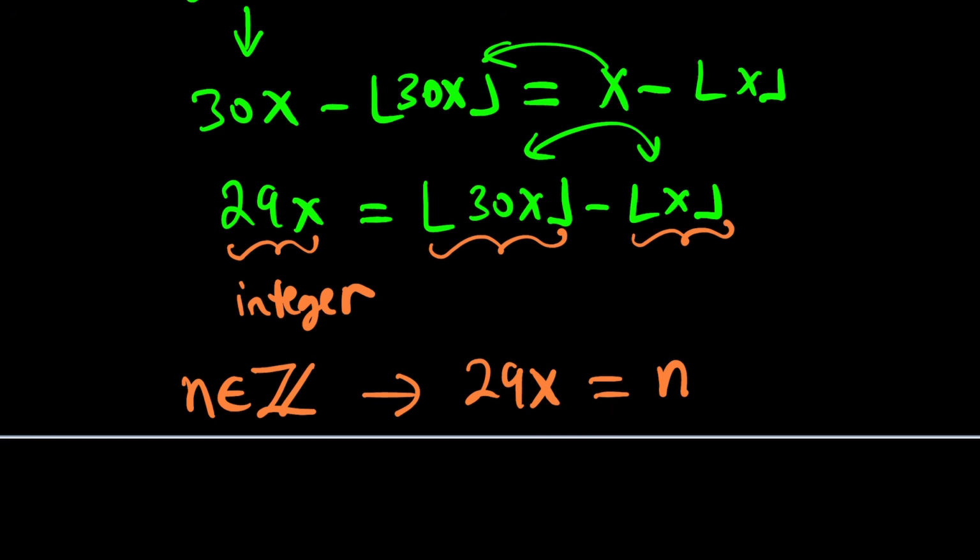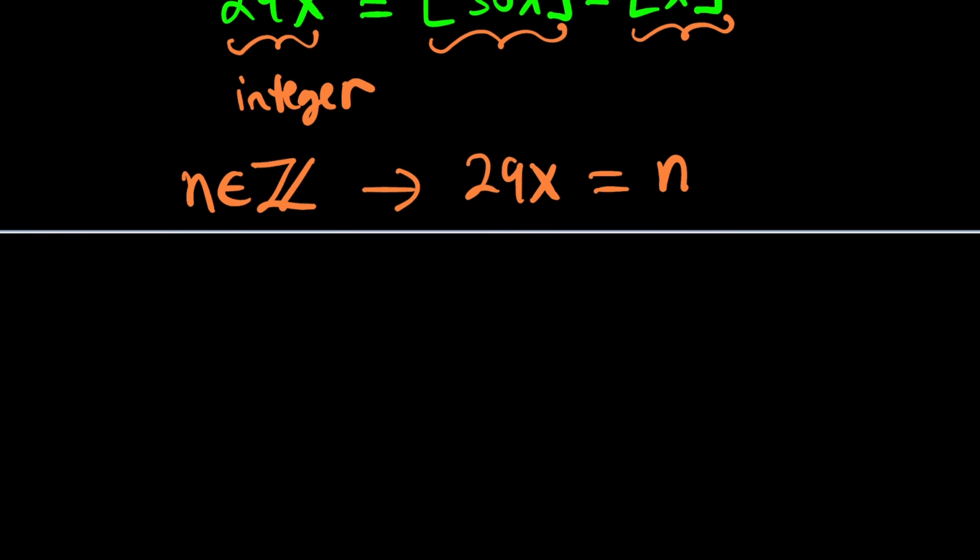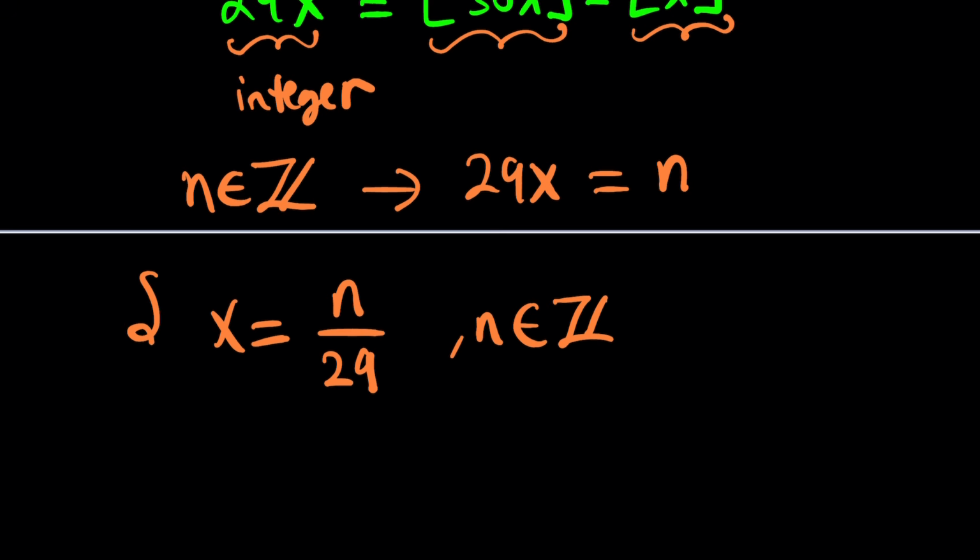But wait a minute, aren't we still looking for x? We are. All you have to do is divide both sides by 29. So x can be written as n over 29, where n is any integer. This is basically going to give you all the possible values of x.